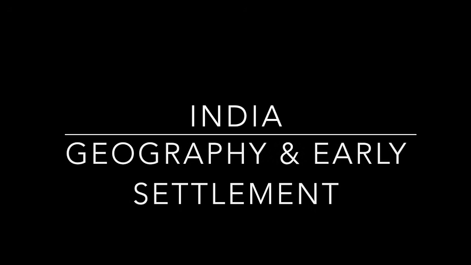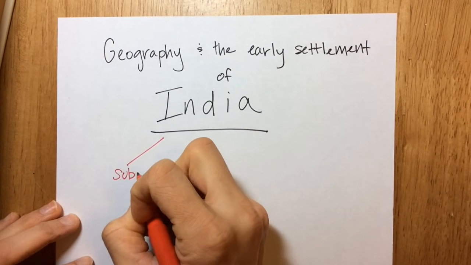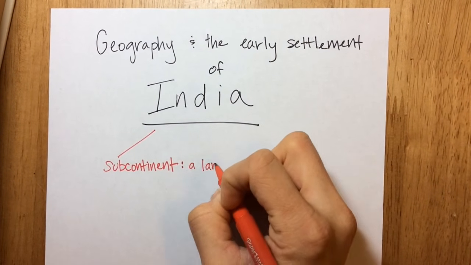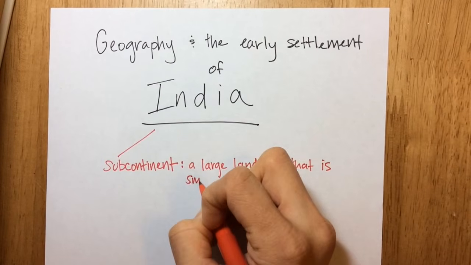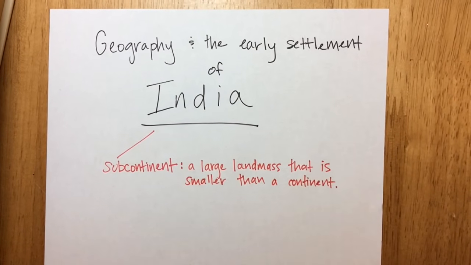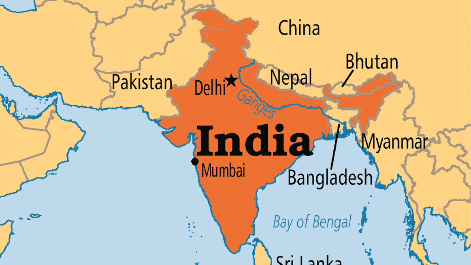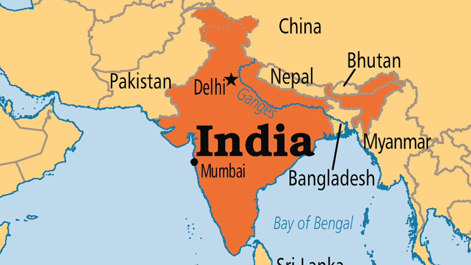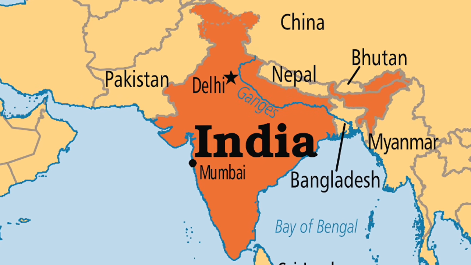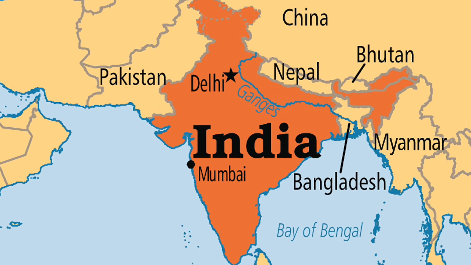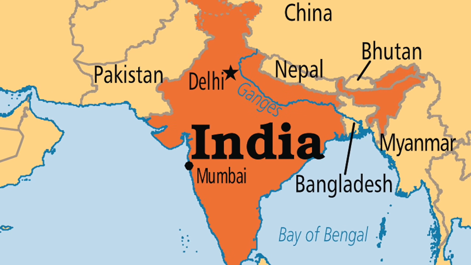Geography and the Early Settlement of India. As we move away from the Middle East and over to the Indian Peninsula, we are going to take a deeper look at ancient India, which is a subcontinent of Asia, meaning that it is a large landmass that is smaller than a continent. If you look at a map of Asia, you can see that India is attached to this continent. Mountain ranges separate much of the Indian subcontinent from the rest of Asia.